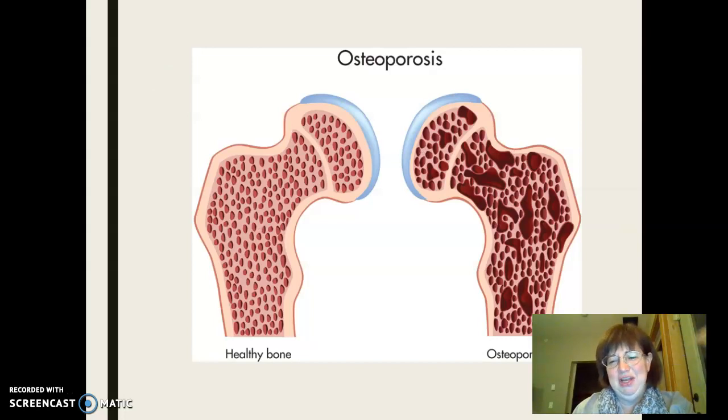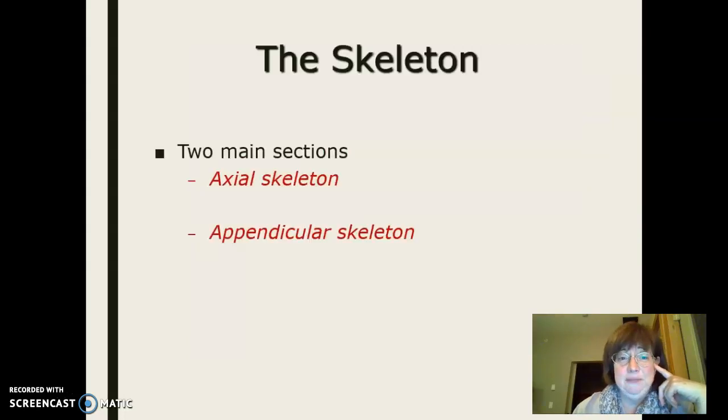Osteoporosis is when your bones start to disappear, and this is because when you're older, the osteoclasts, which are the cells that break down, are more active than the osteoblasts, which are the cells that build. So blasts build, clasts break down.